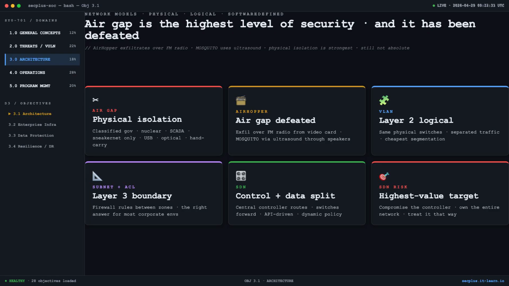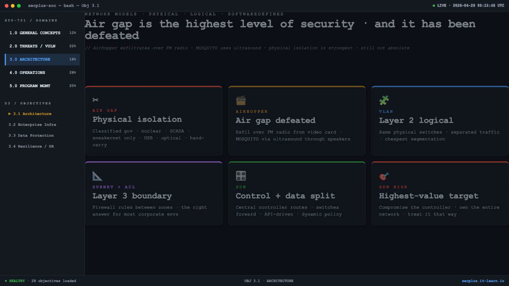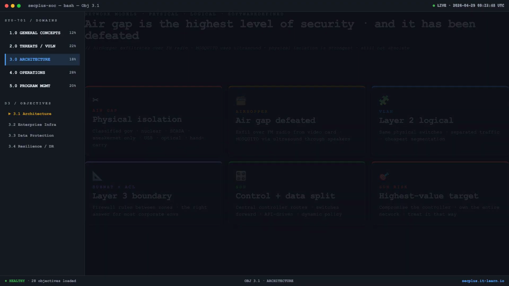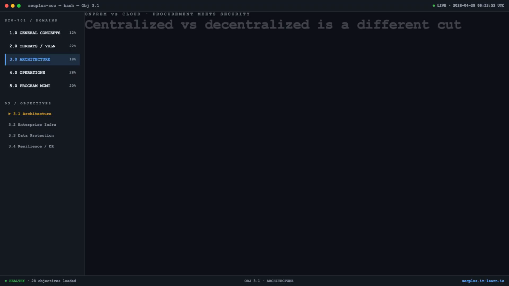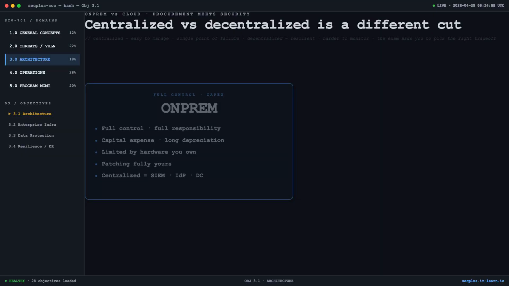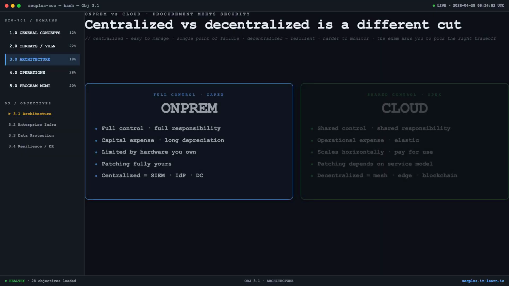Compromise the SDN controller and you control the entire network. The SDN controller is the highest value target on a software-defined network. Treat it that way. On-prem versus cloud is the procurement meets security comparison. On-prem is full control, full responsibility, capital expense, and limited by whatever hardware you own. Cloud is shared control, shared responsibility, operational expense, and elastic. Patching is fully yours on-prem. In cloud, it depends on which service model you picked.